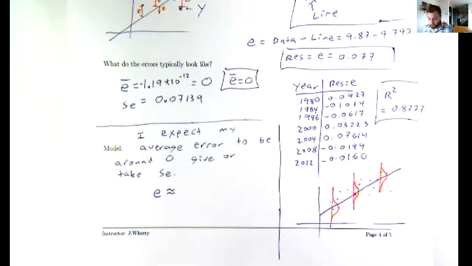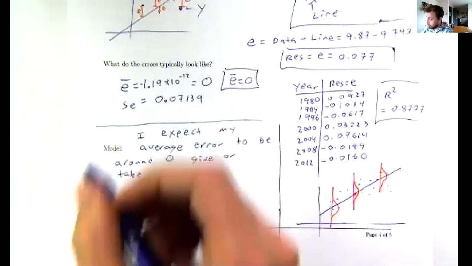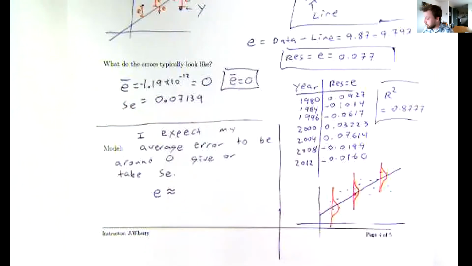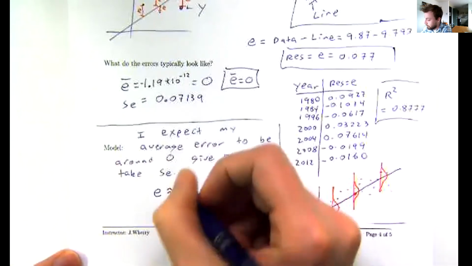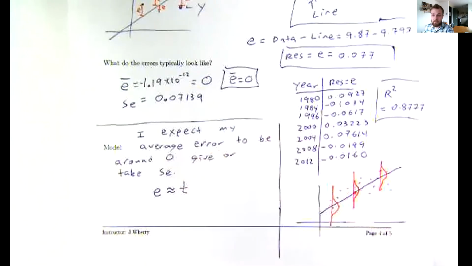Bit of a problem though, I wouldn't say that these things are normally distributed because we have s. So when I'm working with something that looks normal but I have s instead of sigma, I'm going to use the t distribution.